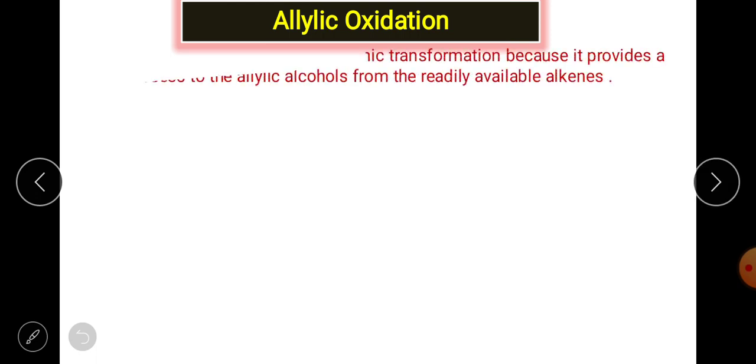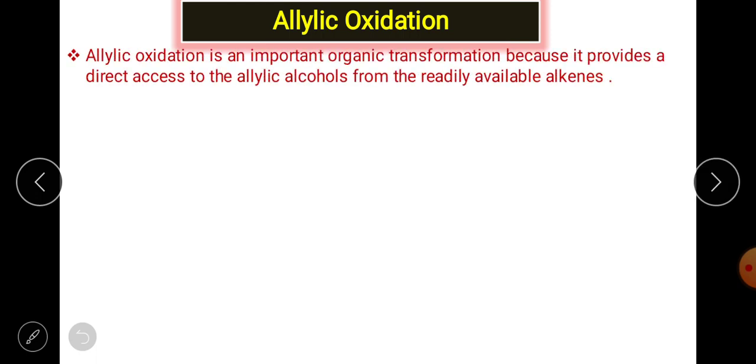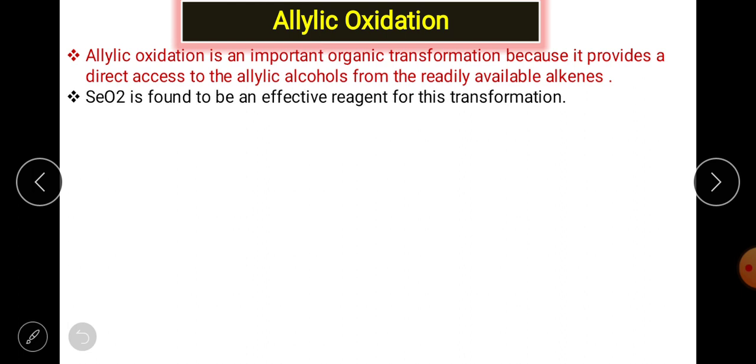First is allylic oxidation. Allylic oxidation is an important organic transformation because it provides direct access to allylic alcohols from readily available alkenes. So basically, if you have the reactant, it will undergo oxidation. SeO2 is found to be an effective reagent for this transformation.